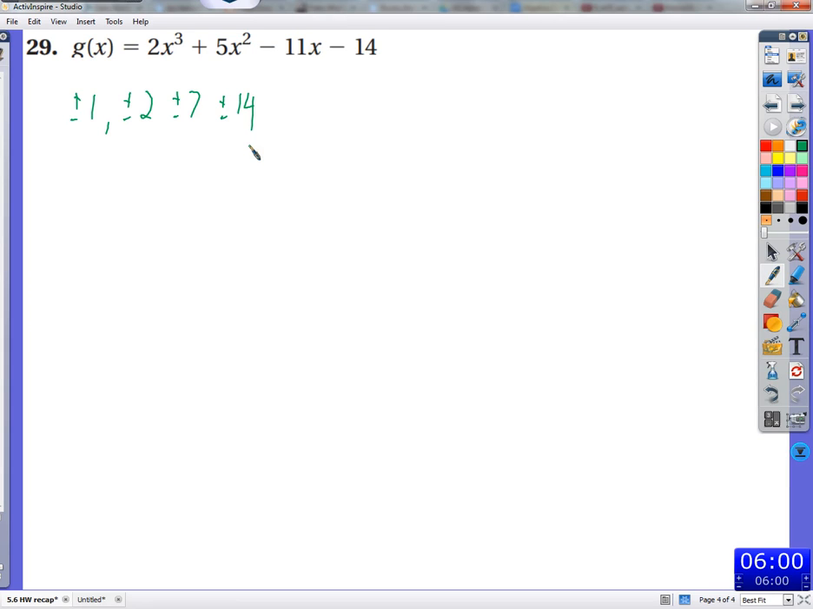So we have 1, 2, 7, 14, and then somebody said 1/2. Why 1/2? The factors of 2. So you take the factors of 14 and you put them over the factors of 2. Well, what factor of 2 are these over? 1. These are all over 1. One of the factors of 2 is 1, the other factor is 2. So we do them all again, only we put them over 2.